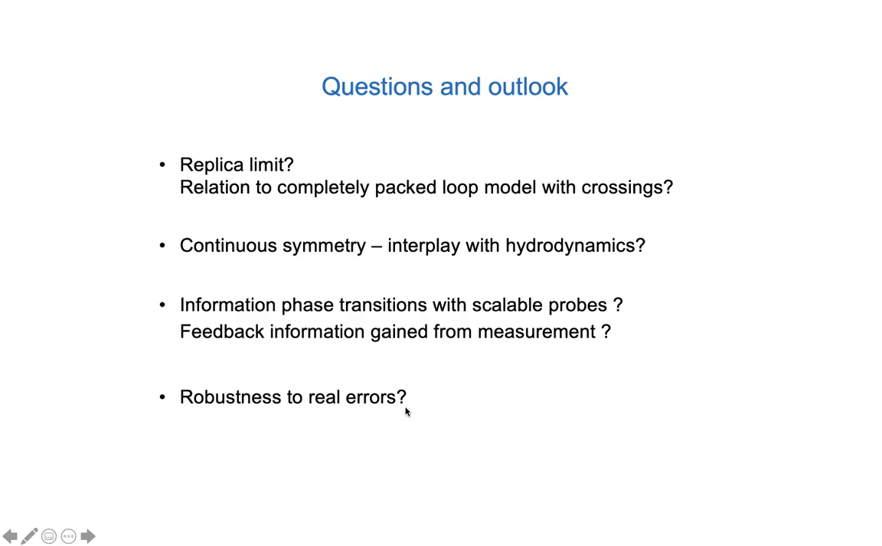Finally, in these circuits, I only allowed measurements and unitary evolution, but real quantum circuits also have errors, which, one way to think about errors is unregistered measurements which you throw away. And how robust are all these things, or whether some of these transitions can be robust to real errors. So that's it. Thank you.